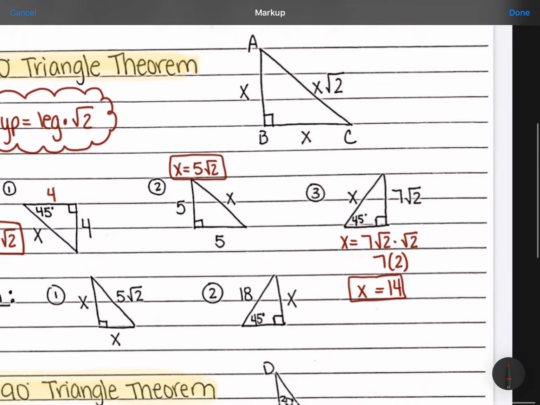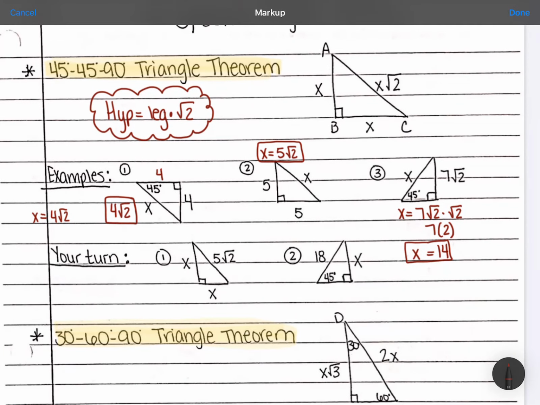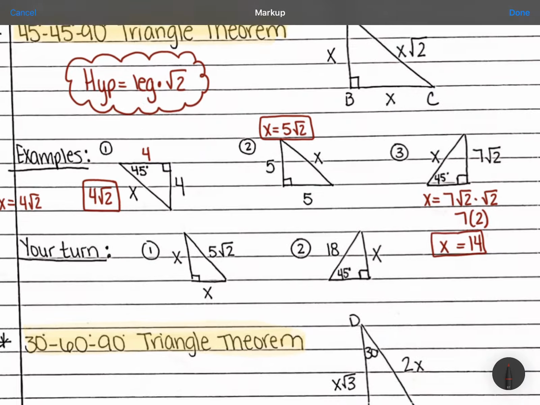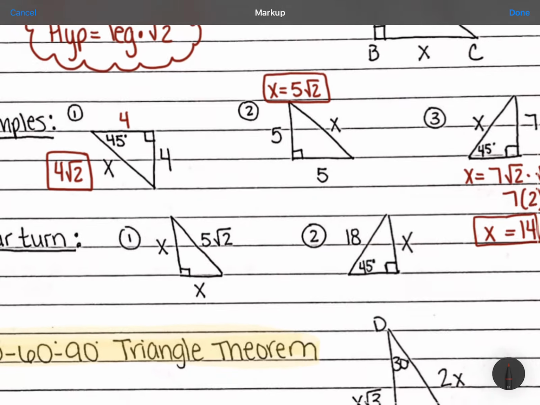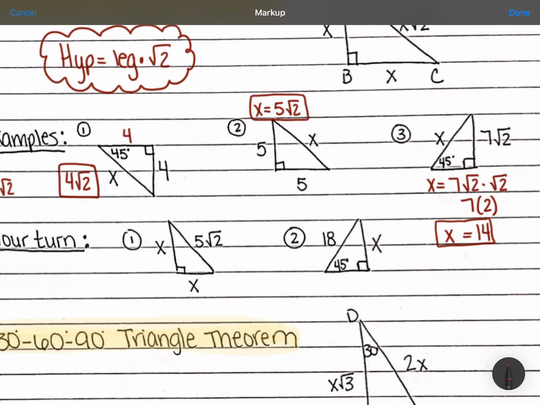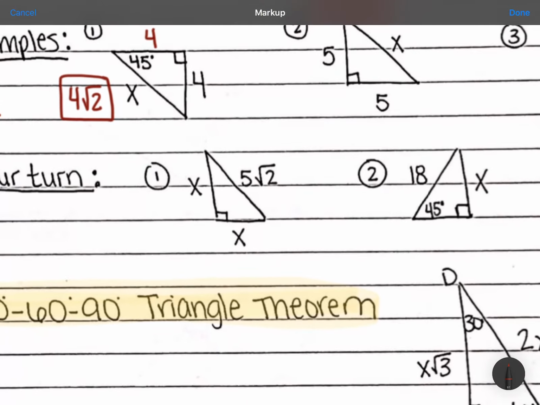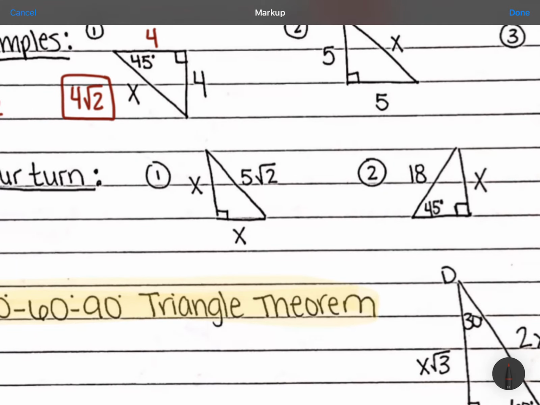All right. If you want to, you can pause the video and try the next two. In the next two, they are giving you the hypotenuse and they're looking for the leg. We haven't done one like that yet, so I'm not sure why I would make that a your turn problem. I think I got these out of a textbook and they wanted you to try these.